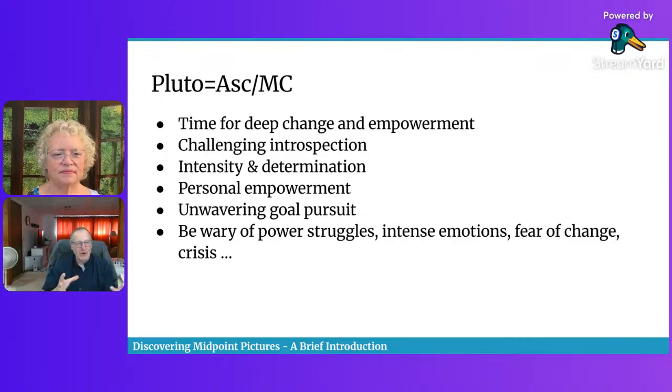Pluto is an adverb. It's how much of something. How deep do we go? How high do we climb? How wide is it that I'm going to try to see? It's a depth of stuff that you don't get from the other planets.